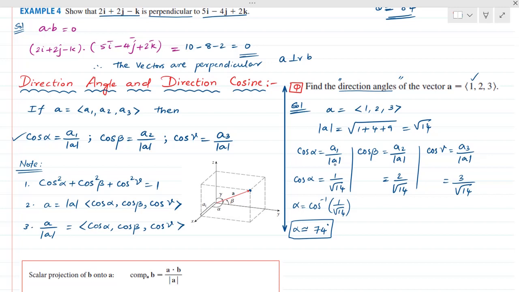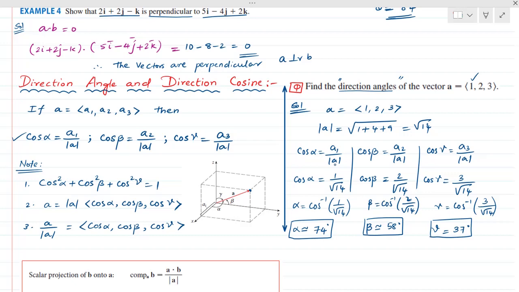mode. Now this is the cosine beta. Beta is equal to cosine inverse of 2 over root 14. So 2 over root 14, the value using a calculator is approximately 58. Now the next one, this is gamma, cosine gamma. So gamma is equal to cosine inverse of 3 over root 14, which gives gamma equal to 37 degrees. That's it.